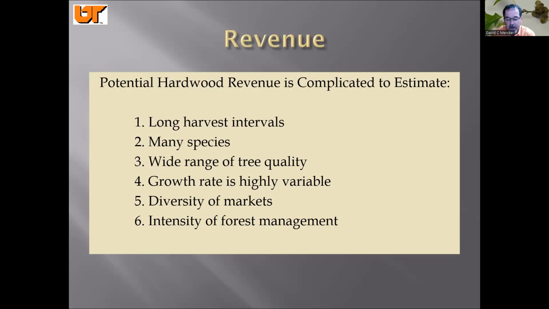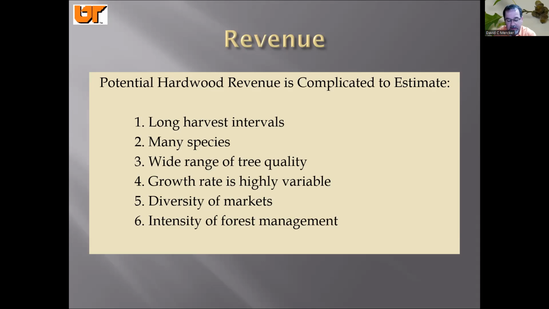So the normal fluctuations in price must be considered in combination with inflation and longer-term price trends. In addition, storms, disease outbreaks, or insect attacks can occur before harvest, reducing the value of the stand. The result is that it's very difficult to predict with much certainty the future value of a timber harvest.